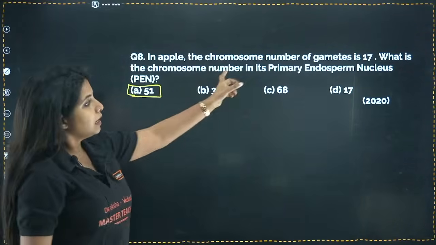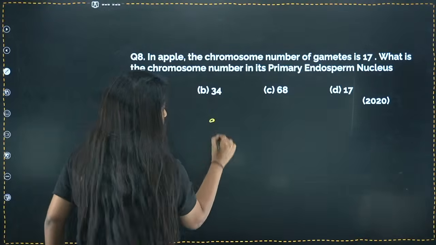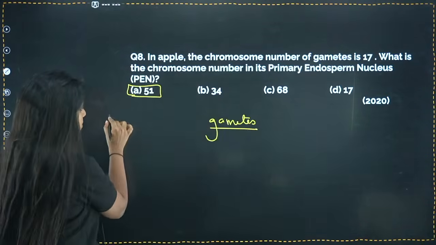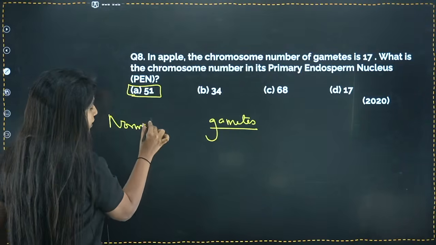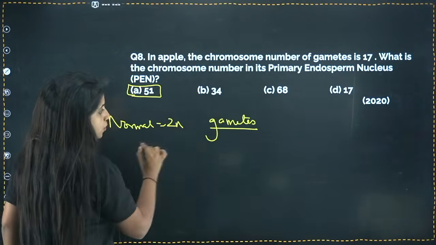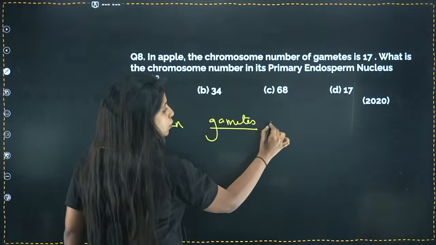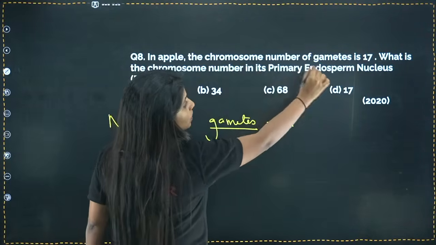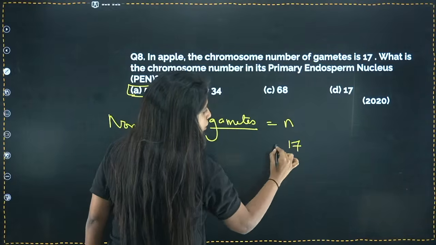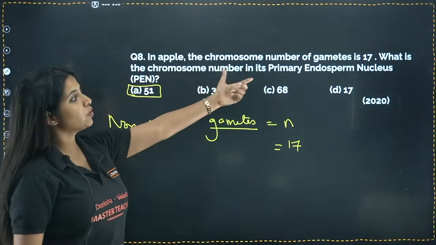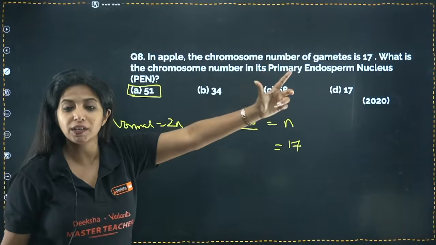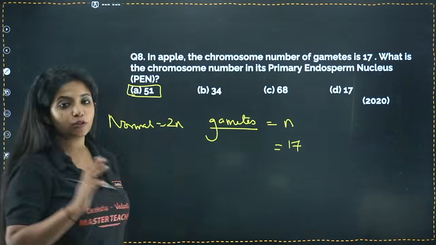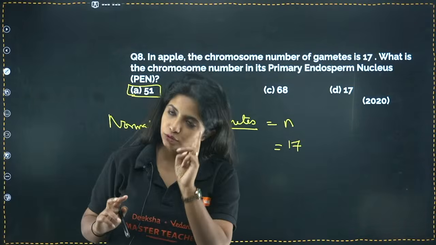Listen to me. Gametes will always have the least number of chromosomes, because suppose a normal cell had 2n number of chromosomes, gametes will be having half of 2n. That is going to be n. So over here I am saying the chromosome number of gametes is 17. So this is going to be the least. What is the chromosome number in its primary endosperm nucleus? Primary endosperm nucleus is formed of what? Primary endosperm nucleus is formed of 2 things.